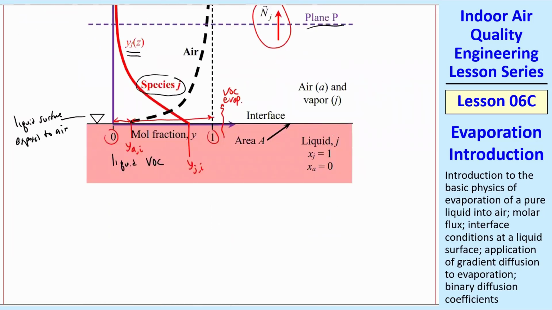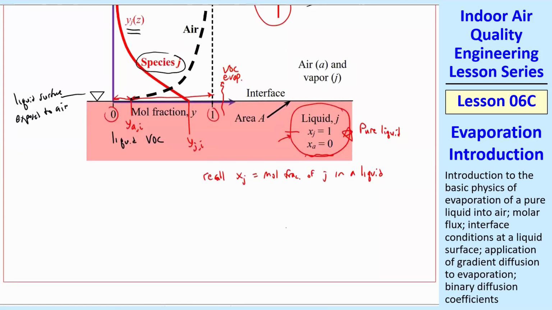The other thing I wanted to point out, you may recall from early on in the course, we defined Xj as the mole fraction of J in a liquid, just like Yj is the mole fraction of J in a gas. So here, Xj would have to be 1 since it's a pure liquid. Later on, we're going to modify this and look at some combination of water and some chemical. Notice that since Yj plus Ya equal 1 everywhere, then as Yj goes down, Ya goes up and vice versa.